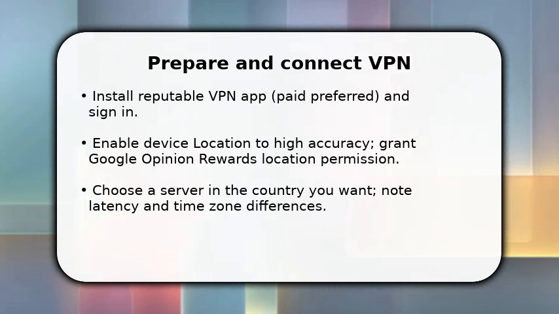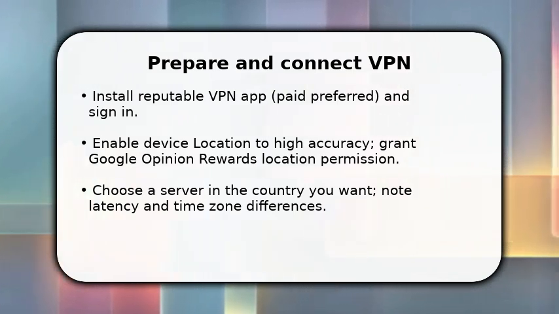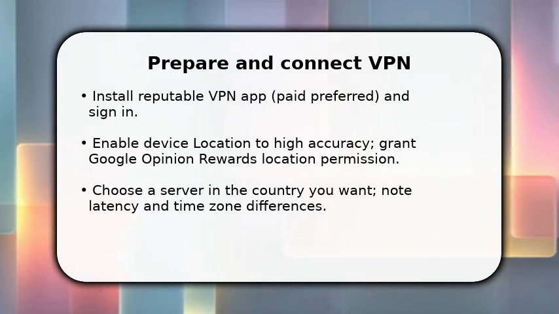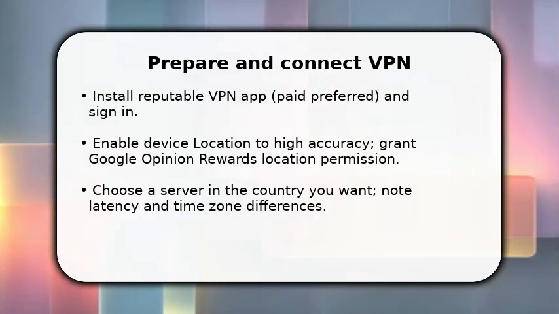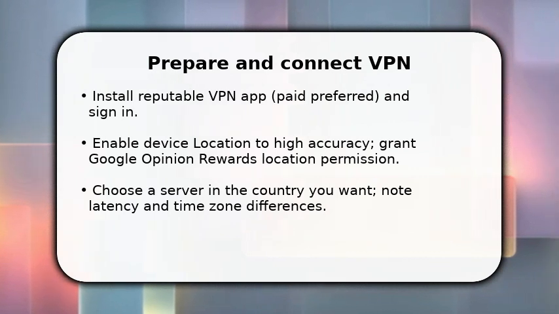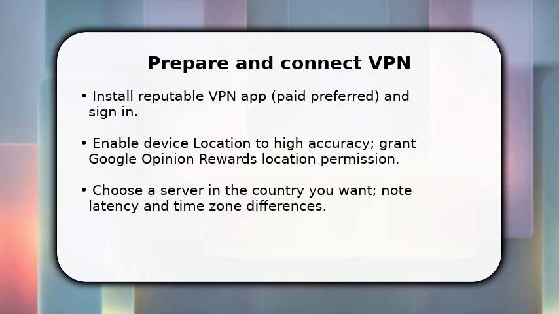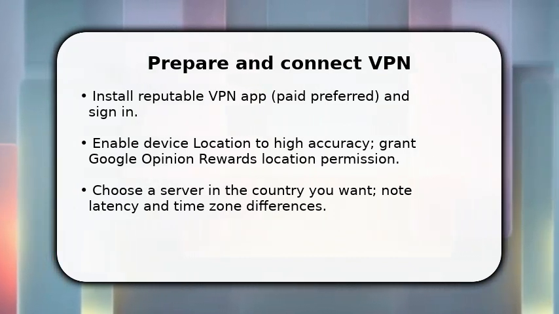Once done, set your device location mode to high accuracy and open Google Opinion Rewards to grant location permission. Make sure the VPN is connected before continuing. This prevents the app from seeing your real IP and helps present surveys based on the VPN server's region.